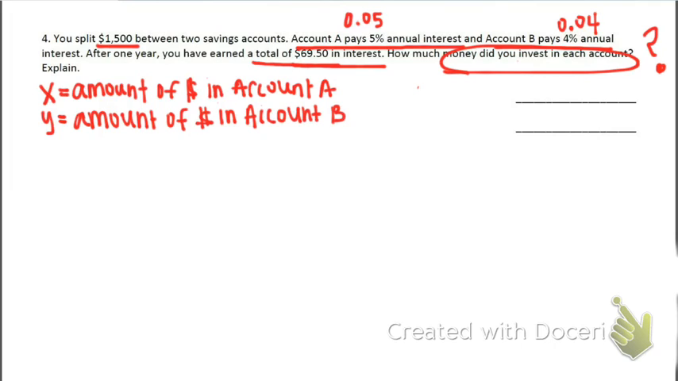in account B. So we're going to write an equation, not for each one of these, but we're going to write one equation for the amount of money that we invested in each account, and one for how much money we earned in interest, because that's the information that's given to us. We know that we split the money into two accounts. So our initial amount is going to be the first equation. So the first equation is going to represent the initial amount.